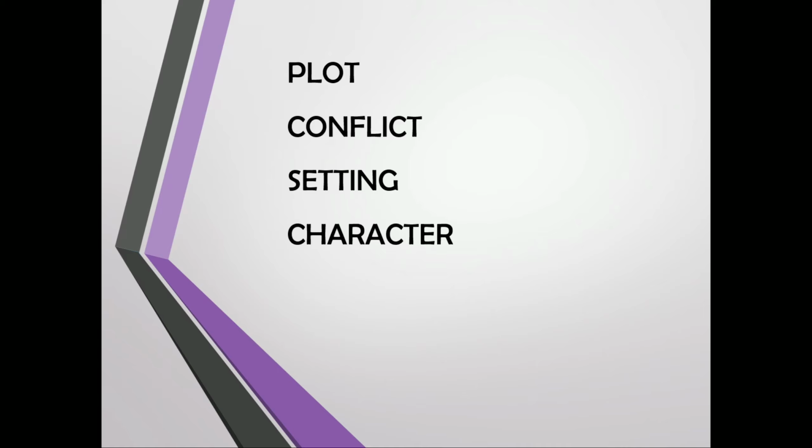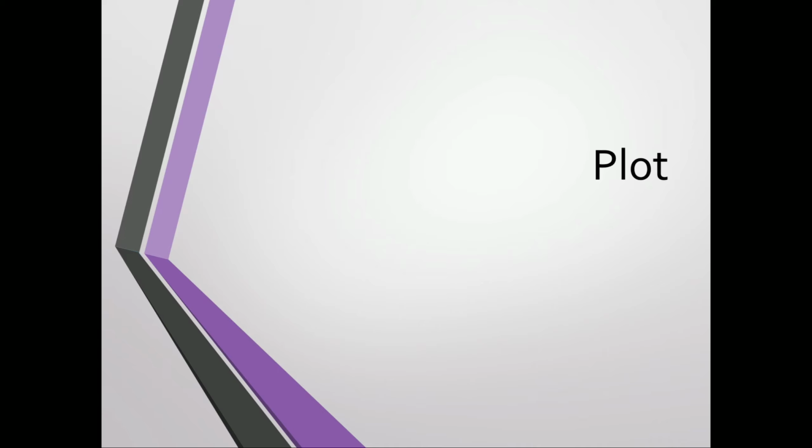I have given these four as very important: plot, conflict, setting, and character in a short story. So we'll see them in detail. Plot. The plot is a very important one when we write a short story. So how do we need to write the plot? Here we have a description and the definition of the plot. What is meant by plot?